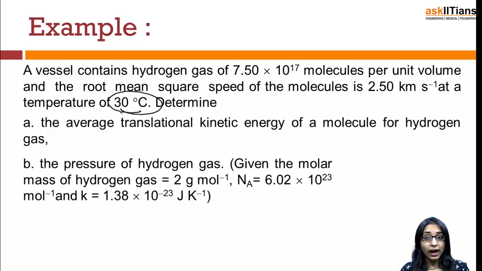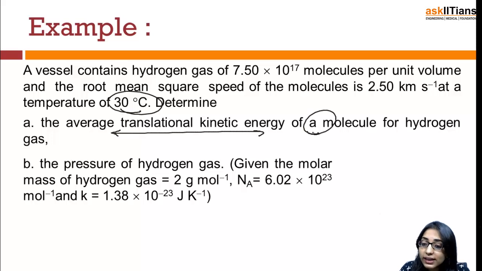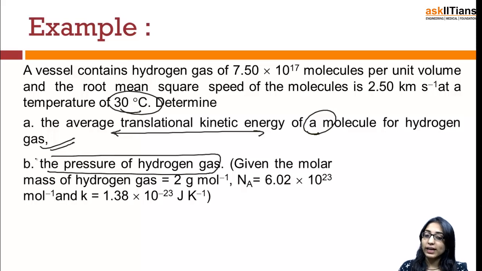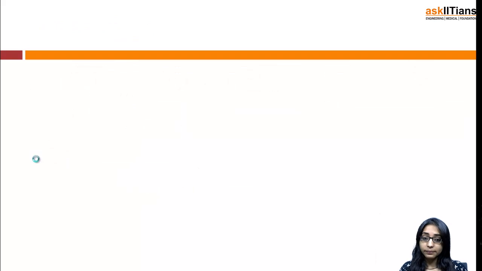So you have been asked to determine the average translational kinetic energy of a single molecule of hydrogen gas, first part. And the second part is the pressure of hydrogen gas you have to find out. So given that the molar mass of hydrogen is 2 grams per mole, Na is given as the Avogadro's number and K is also given to you as the Boltzmann constant. So now let me tell you how we proceed for any such question.